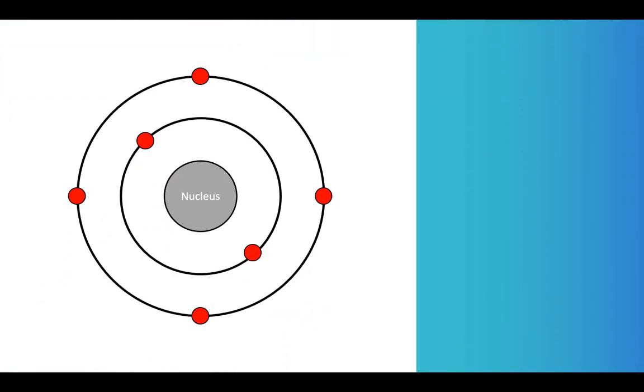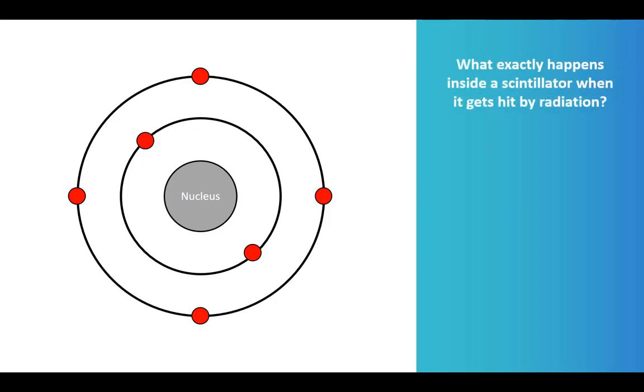Now let's go a level deeper. What exactly happens inside a scintillator when it gets hit by radiation? Well, when any gamma or X-ray interacts with matter, two interactions are likely to occur: the photoelectric effect and Compton scattering.